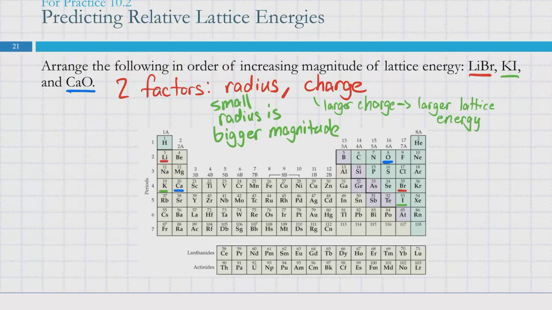So these are the two things that we want to be thinking about when we're comparing these three ionic compounds. Which of these two effects is larger, the radius or the charge?